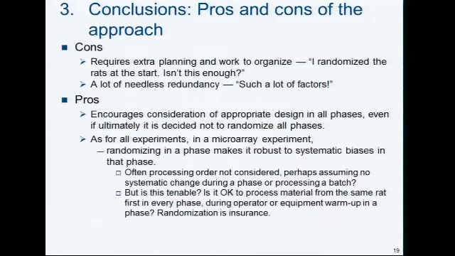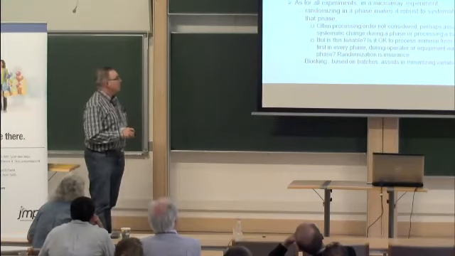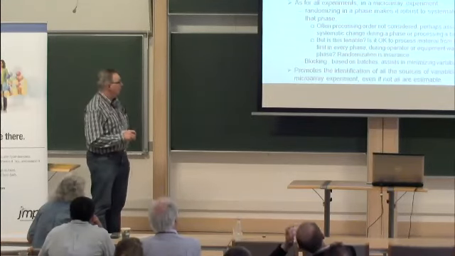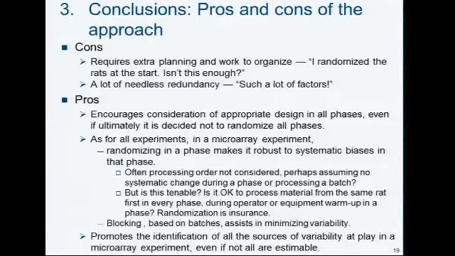As for all experiments, in a microarray experiment, randomising makes it robust to systematic biases in that phase. Often processing order is not considered, perhaps assuming no systematic change during a phase or processing batch, but I wonder if that's tenable. If you're always doing the material from the same rat at the start of every phase, perhaps that's during operator or equipment warm up, and randomisation ensures against effects like that. Blocking based on batches obviously assists in minimising variability, and I think this sort of approach promotes the identification of all the sources of variability at play in a microarray experiment, even if not all are estimable.